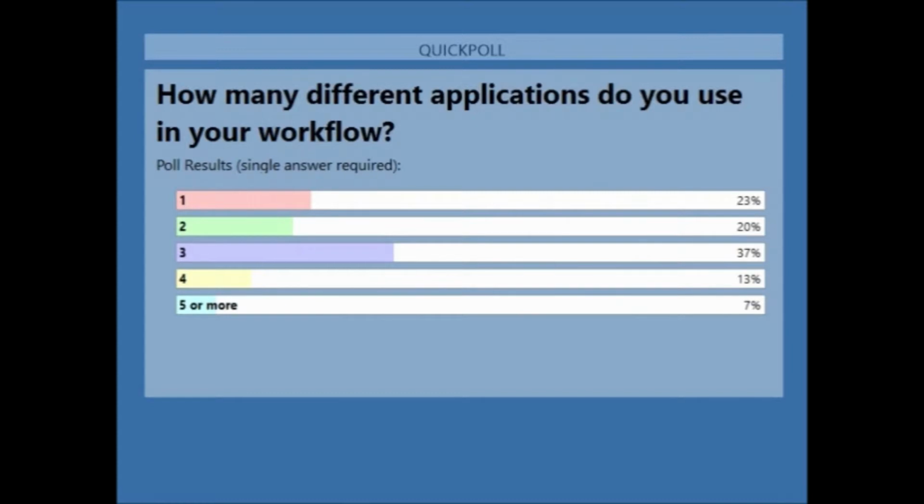And here are our results. It's a fairly even spread. 1, not surprisingly, 23%, 3 at 37%, 5 or more, 7%, and 4 at 13%. Those numbers strike me as a little surprising. They look high to me, Ray. What do you think?